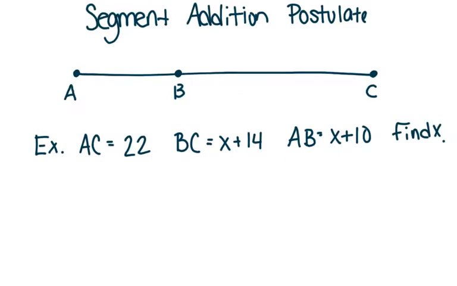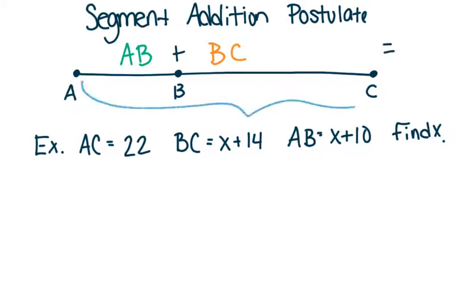All right, so this one may be new. Segment addition postulate. Here's what this one means. This one says AB plus BC has to be equal to the entire length AC. So that's kind of like, well, duh, but it's a big deal. You need to know the name of it, you need to understand how to use it, and then you need to be able to apply it.